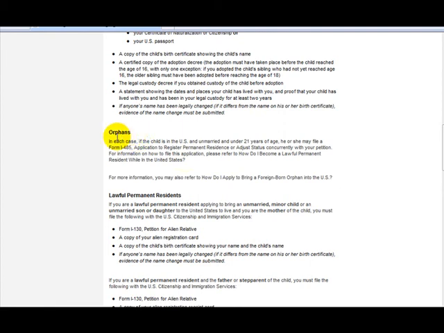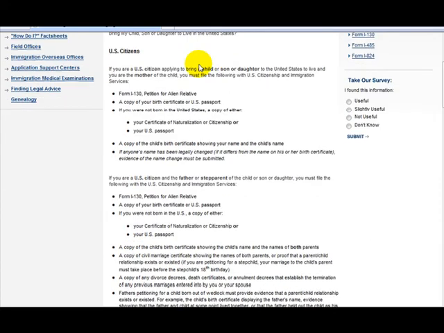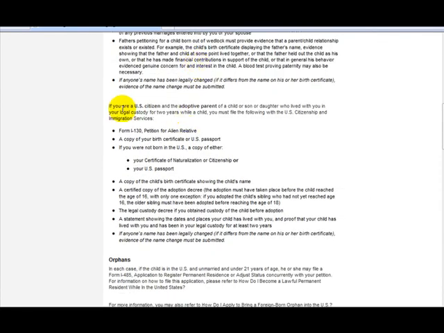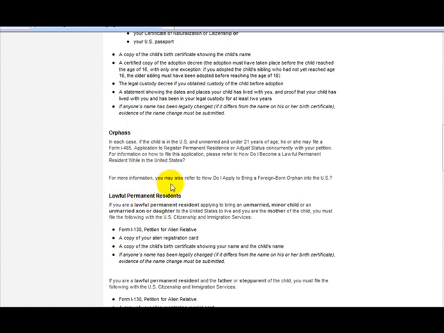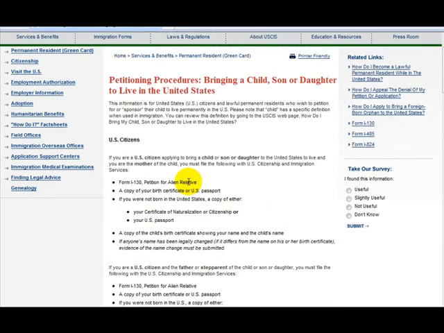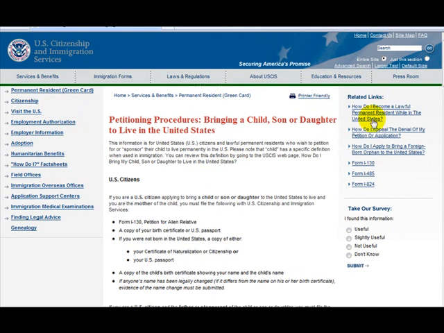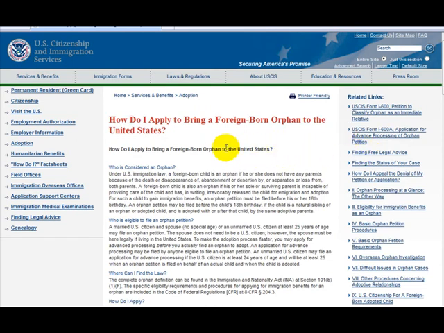So this orphan, I think, needs to be down here. This is all relating up here to what we just talked about, the classification of these children as immediate relatives, and they're just saying you can file the I-485. But then the orphans, for more information, you also may refer to How Do I Apply to Bring a Foreign-Born Orphan into the U.S. Well, here it is right up here to the top right. See it? How do I apply to bring a foreign-born orphan into the United States? Let's click on that. I want to show you this.